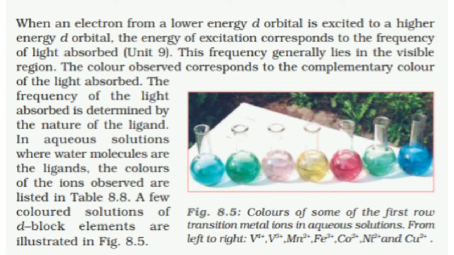8.3.10 Formation of colored ions. When an electron from a lower energy d orbital is excited to a higher energy d orbital, the energy of excitation corresponds to the frequency of light absorbed. This frequency generally lies in the visible region. The color observed corresponds to the complementary color of the light absorbed. The frequency of the light absorbed is determined by the nature of the ligand. In aqueous solutions where water molecules are the ligands, the colors of the ions are listed in Table 8.8. A few colored solutions of d-block elements are illustrated in Figure 8.5.